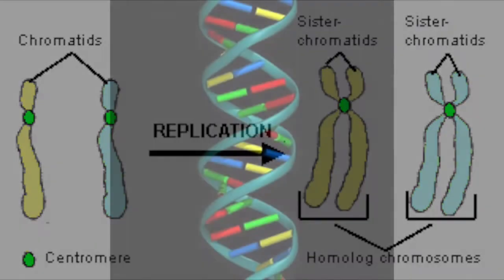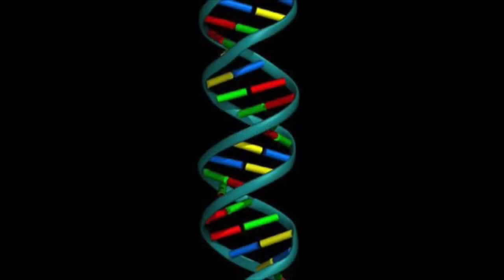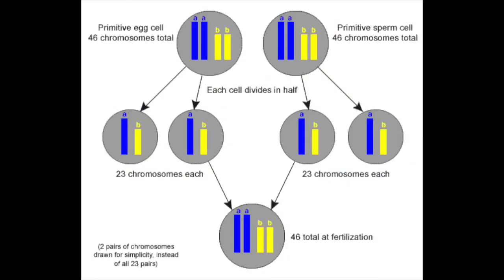A replicated chromosome has 2 identical DNA double helices and is made from an unreplicated chromosome in the S phase of interphase. All our body cells contain the same mix of DNA: 46 chromosomes grouped into 23 pairs, 1 in each pair from your mom and 1 from your dad.